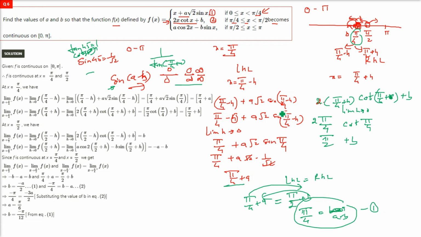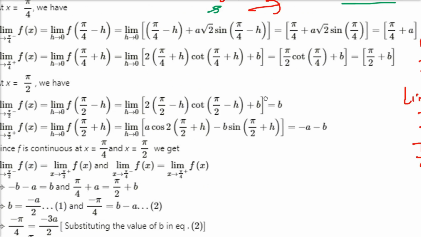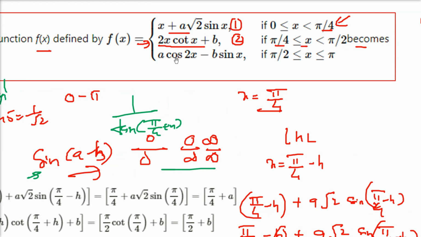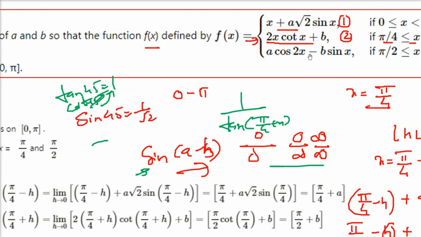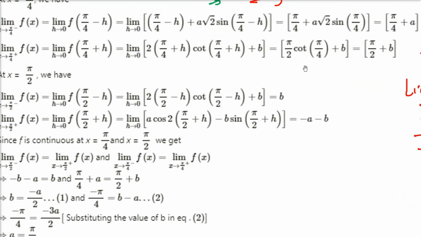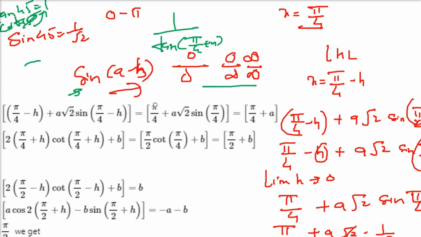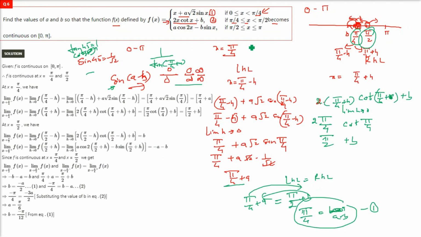And since we have discussed what exactly has to be done, the same way you have to do it. The way we have done for pi by 4, we have to do it for pi by 2. So pi by 2 minus h in the left hand limit, pi by 2 plus h on the right hand limit. For pi by 2 minus h, you have to use the second function. For pi by 2 plus h, you have to use the third function. So when you put pi by 2 minus h in the 2x cot x plus b, you will get the value as b. Please recheck it. And in the third function, you are going to put pi by 2 plus h, which will give you minus a minus b.